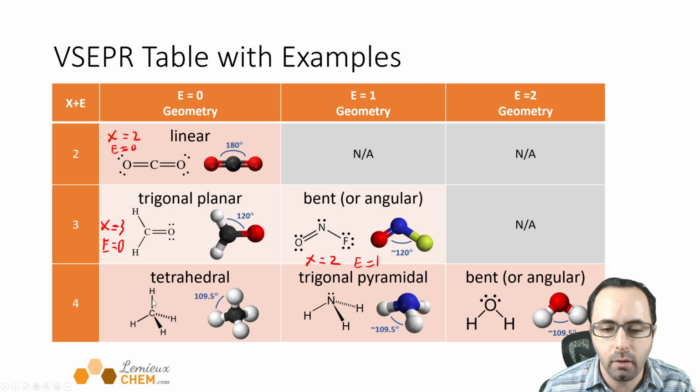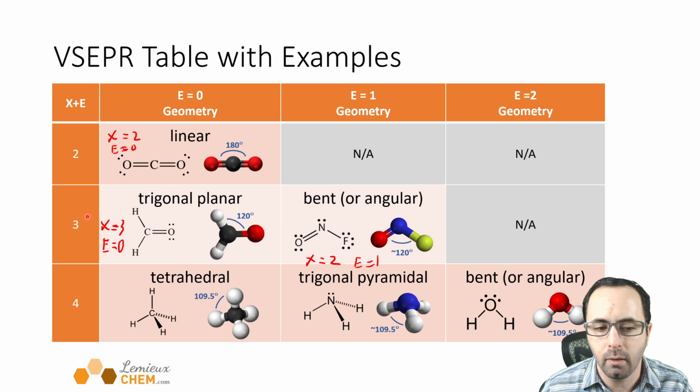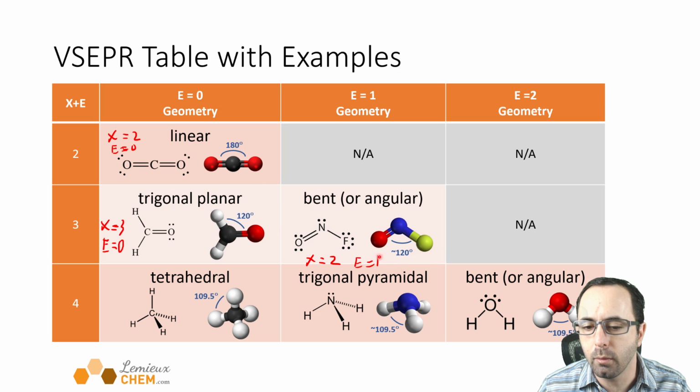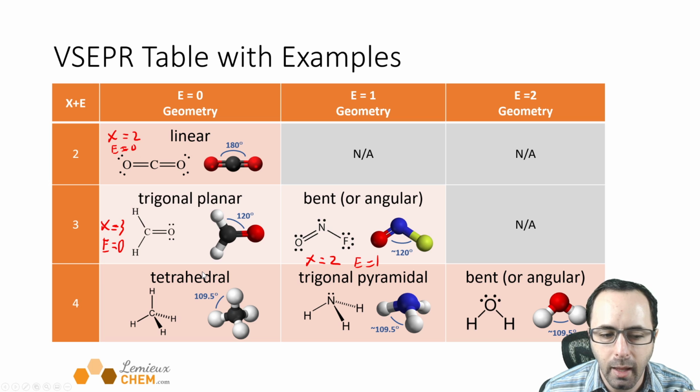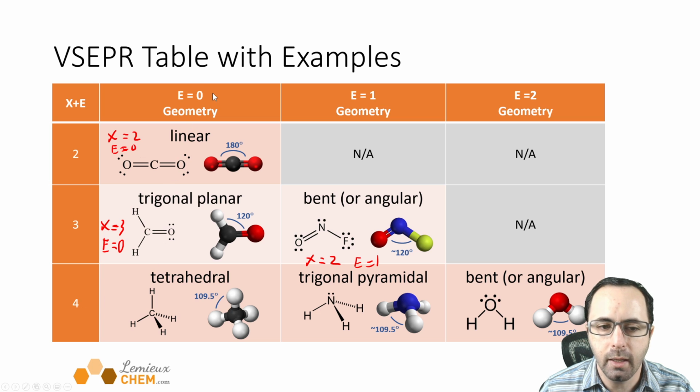Next, we have this horizontal row here. This is where X plus E is 4. So here was X plus E is 3, because X was 3 and E was 0, or because X was 2 and E was 1. And so here X plus E was 3, but E was 0. Here X plus E is 3, but E is 1. And so that's why it's right here. Next, we have a situation where X plus E is 4, but E is 0.